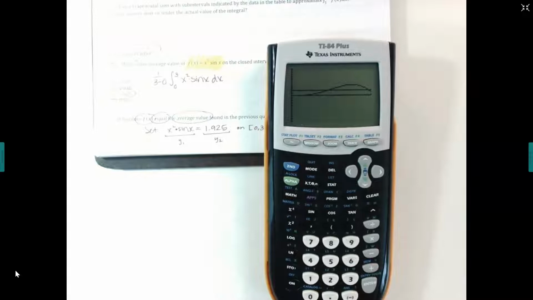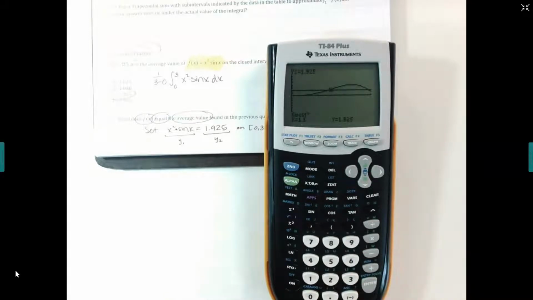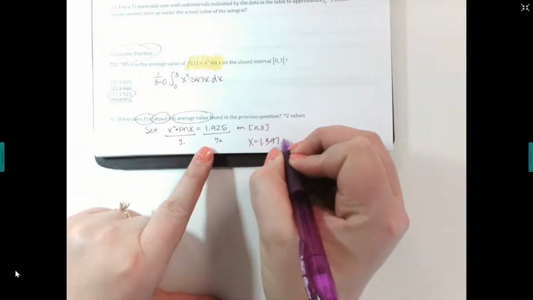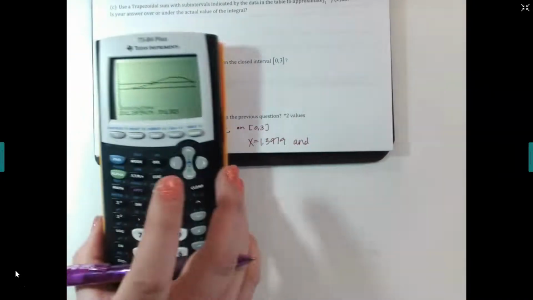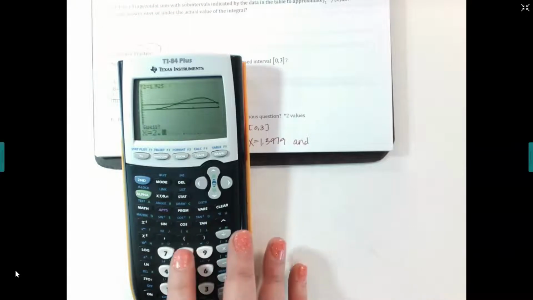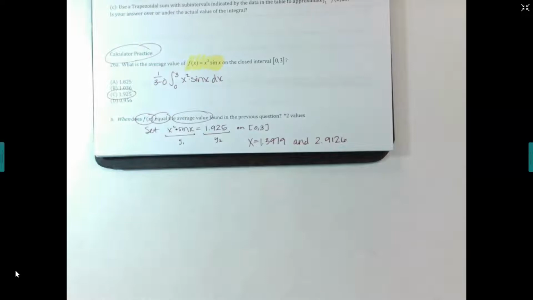So, find where they cross. Go ahead and do it on your calculator. So, we're going to do second trace. Option 5 is intersect. Enter, and then for guess, I'm going to put like 1.3. Okay, it crossed at 1.3979. That's the first intersection. And then let's find the other one, second trace. Option 5, enter, and then I'll guess like 2.8. Okay, it's 2.9126.